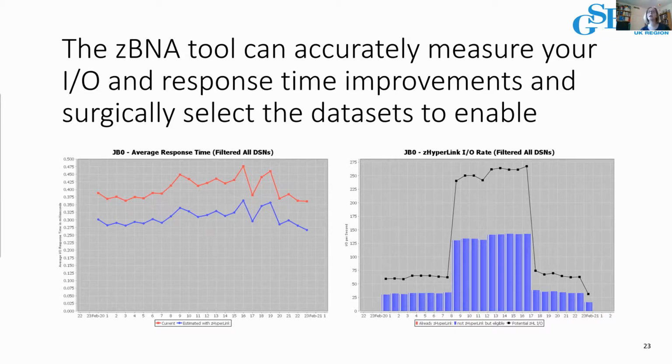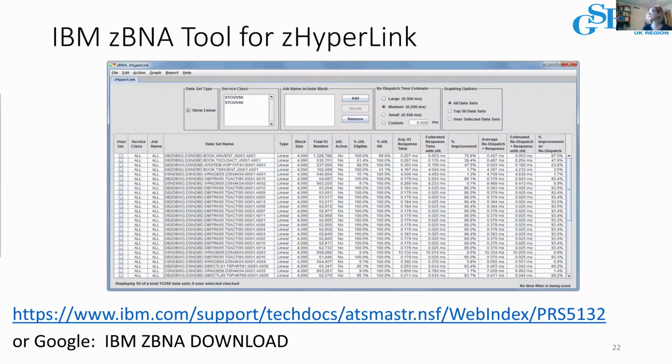This is another way of illustrating what the benefit is. And by having reports like this one here, you've got your data set name and the characteristics associated with it, even without having Hyperlink in your system. You can see what the benefit would be before you even buy.